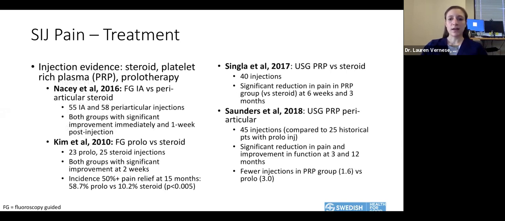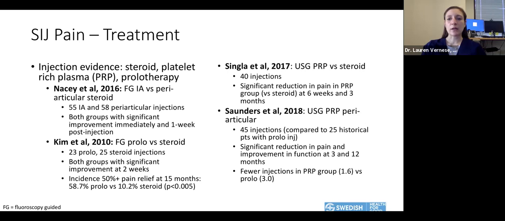Okay, so is there any evidence for injections? Similar to the other studies, these are all done on a small number of subjects with short-term follow-up, usually only a few go long-term. So looking at this, NACE in 2016 was looking just at fluoroscopic guided intra-articular versus periarticular, meaning the ligament, steroid injection, and found both groups had immediate improvement in pain with no difference between the groups.